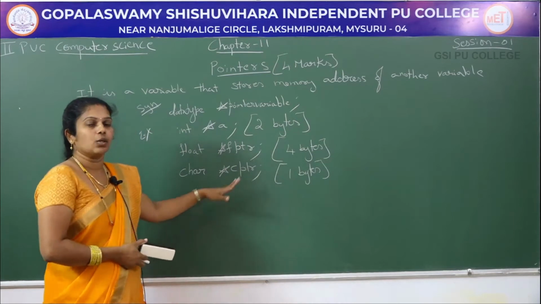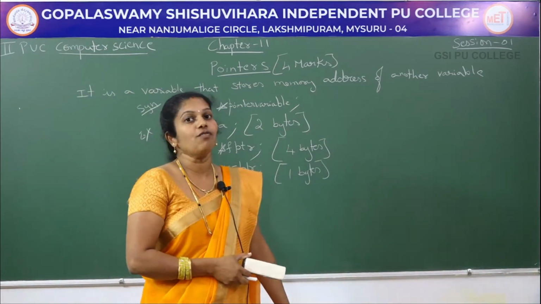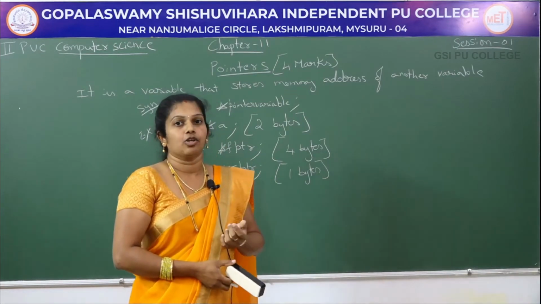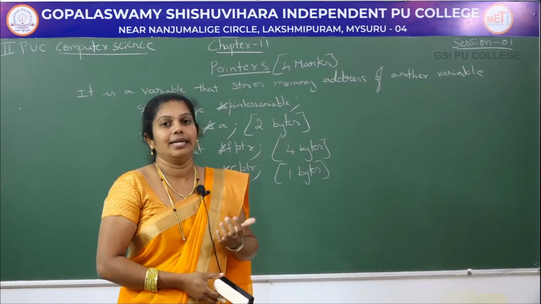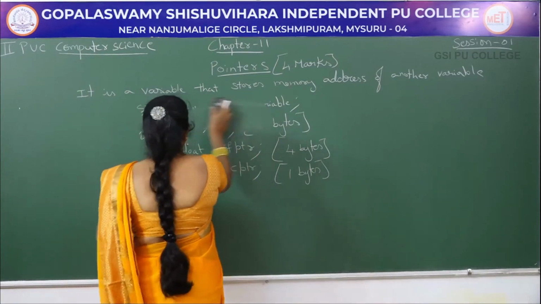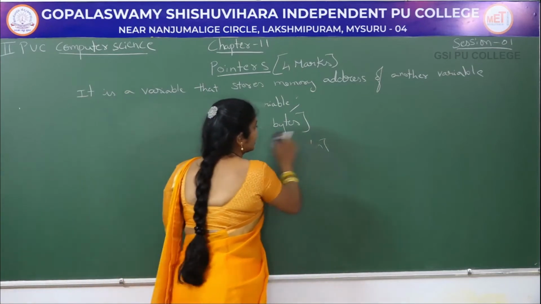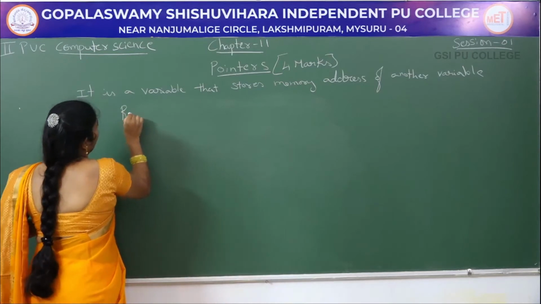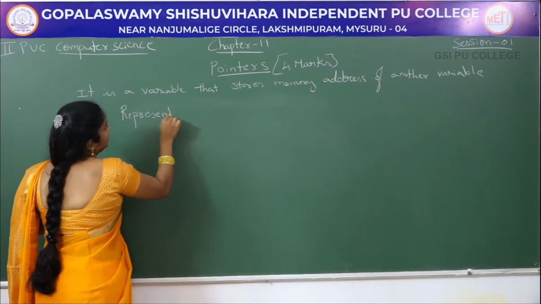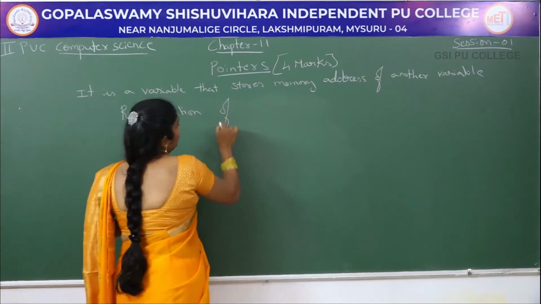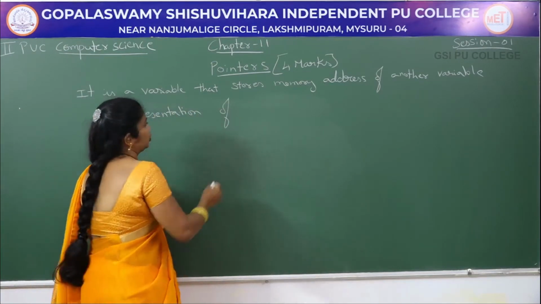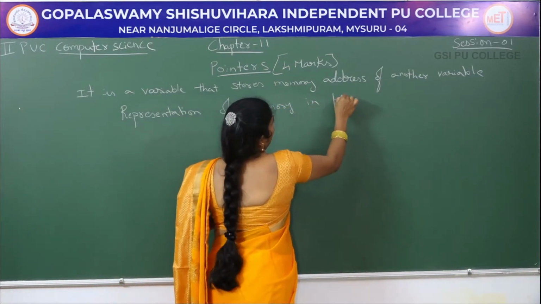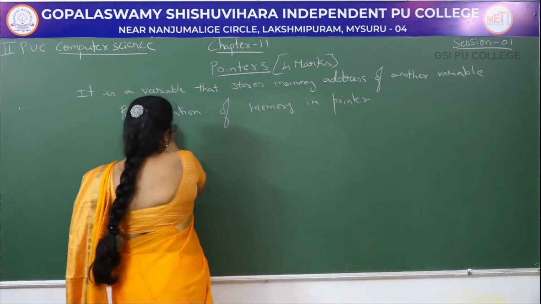Now is it clear? Pointer is a variable, it stores the memory address of another variable. It does not store the actual value of that place, it will store the address of another variable where exactly the data is present. And if I want to represent the memory, how exactly is it organized in the memory? That is the representation of memory in pointer. How exactly can it be represented?